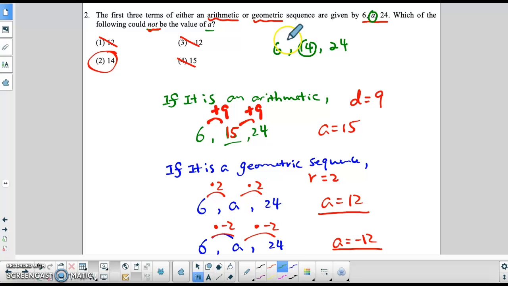Let's find out. If we want to see if it's an arithmetic sequence, we just need to find out if they have the same difference, right? So if you look at it, 6 to 14, you need to add 8. 14 to 24, you need to add 10. So definitely it is not an arithmetic sequence. Well, now let's see if it's a geometric sequence.